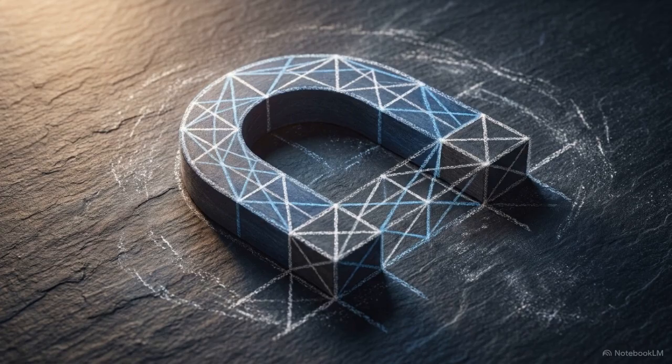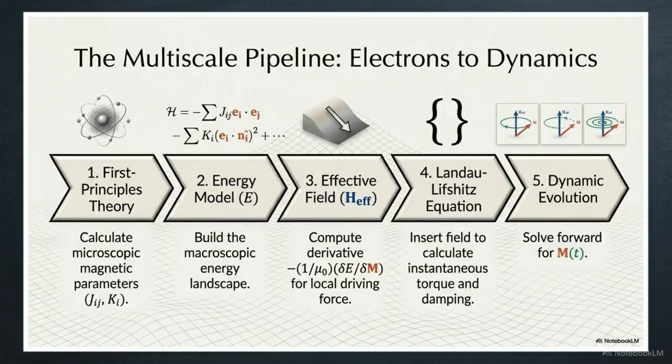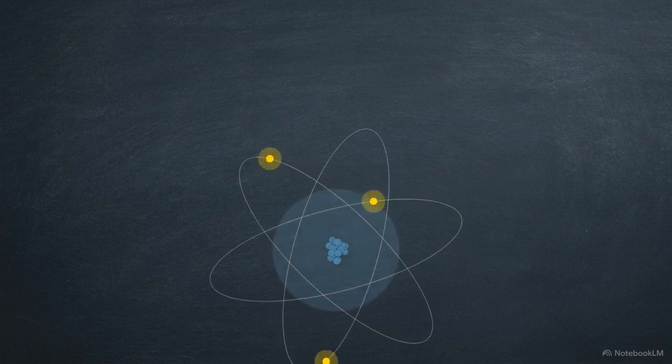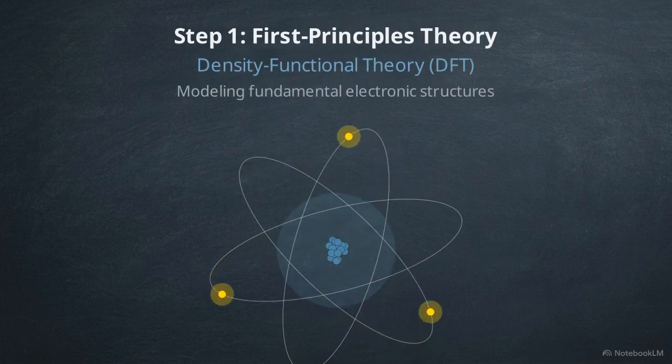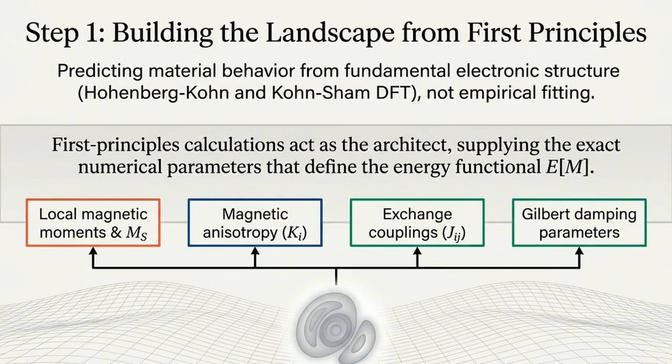Determining the trajectory of this field requires us to look past laboratory magnets and map the deep internal quantum architecture of the material. Computational material scientists solve this through a 5-step pipeline, establishing a rigorous path from first principles theory to dynamic evolution. Step 1 utilizes density functional theory, or DFT, to model fundamental electronic structures rather than relying on empirical fitting or guesses. This calculation provides the exact numerical parameters of the material, such as the exchange couplings, J_ij, and the magnetic anisotropy, K_i.